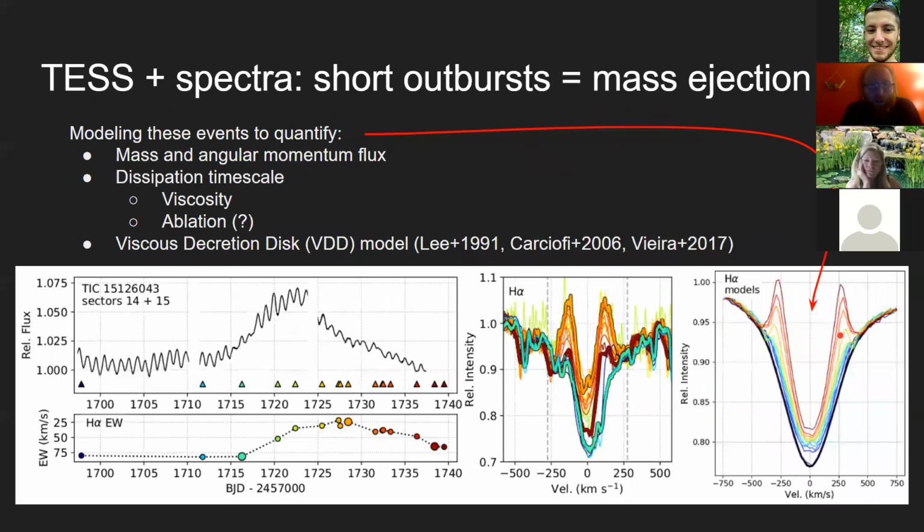Just a quick note is that some of the students in our group are modeling these sorts of events. So models of disk buildup and dissipation on very short timescales are shown on the right. And from these, we expect to be able to extract information about how much mass and angular momentum is actually being lost from the system during this short, like 10-day time span. So that will be interesting, but we don't have any results yet to talk about.